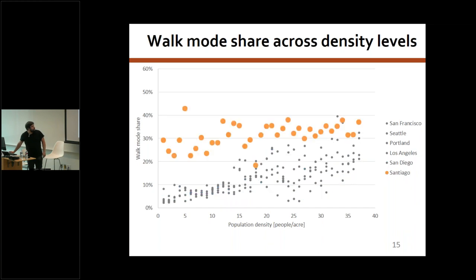You see San Diego, and finally, and this is the interesting thing, Santiago. It's interesting that we find a similar behavior among US cities, and Santiago, which is a different city, has a very different behavior. It's important to note that in US cities, probably 80 or 90% of people live in areas under 30 people per acre. But in Santiago it's the opposite: almost all people live over 20 people per acre. So population in the US is around here, while population in Santiago is around here, or even more dense.